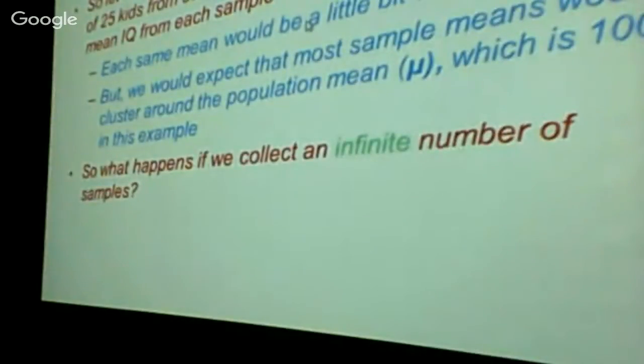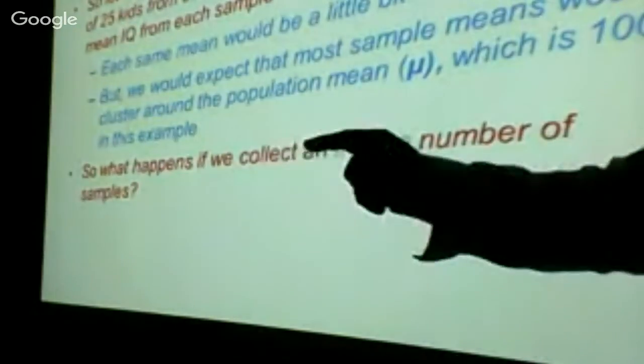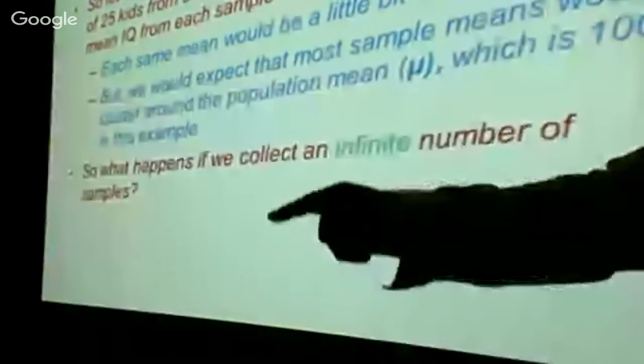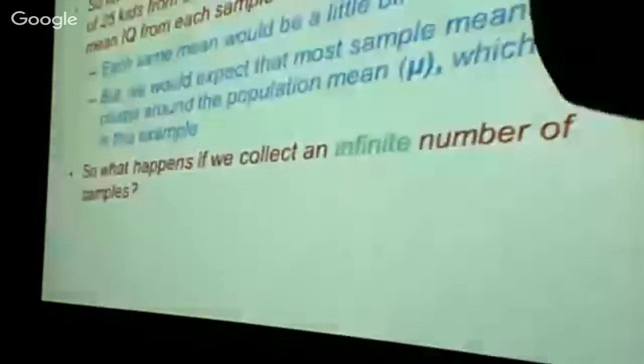Like I said, they're going to be around 100. Some will be a little less than 100, some will be a little more than 100, but they'll be clustering around 100 because that's what the overall mean is. If we were to collect an infinite number of samples of 25 10-year-old kids and computed the mean IQ for this infinite number, and I plotted the mean IQ of the infinite number on a graph, you know, how many of my samples had 0 IQ, how many samples had 5, how many had 100, how many had 120, how many had 200, what would that curve look like? It would be the normal distribution.